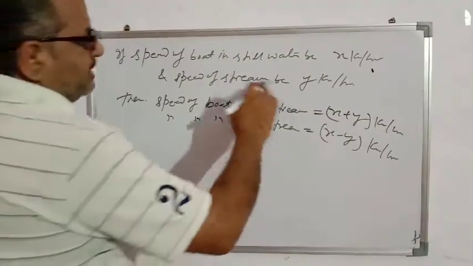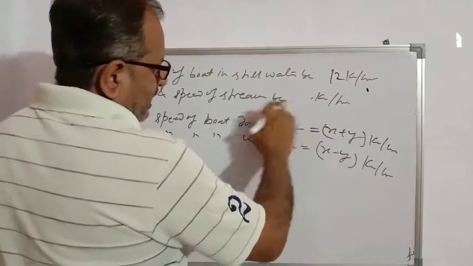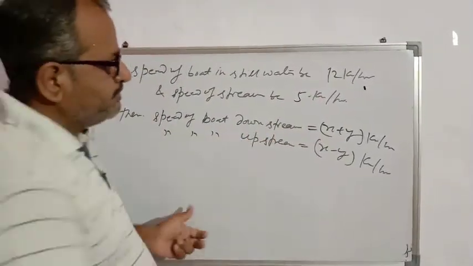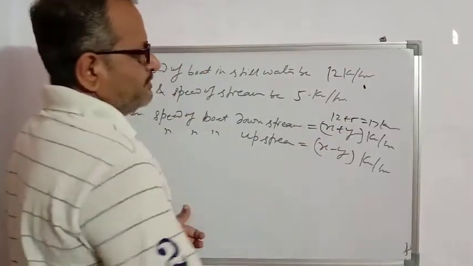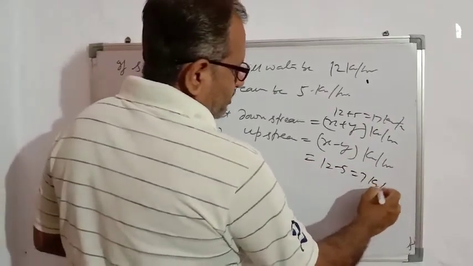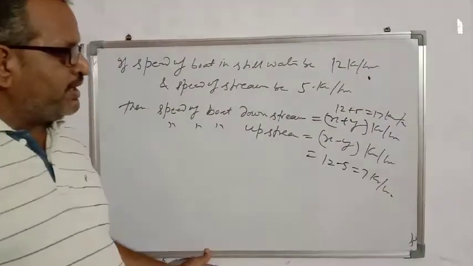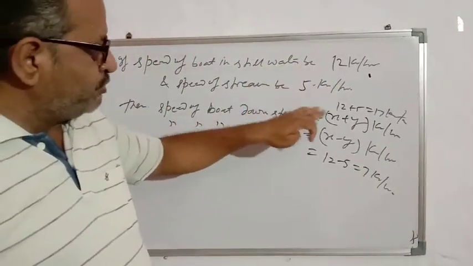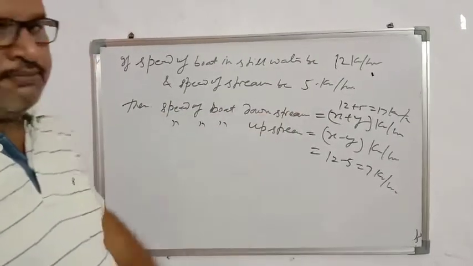Suppose in the question it is given that the speed of the boat in still water is 12 kilometer per hour and the speed of the stream is 5 kilometer per hour. So what will be the speed of the boat downstream? We will write 12 plus 5, which means 17 kilometer per hour. And upstream, 12 minus 5, 7 kilometer per hour. So very simple questions will be asked in the paper. The speed of the boat and the speed of the stream will be added in downstream, and we will take the difference of both in upstream.